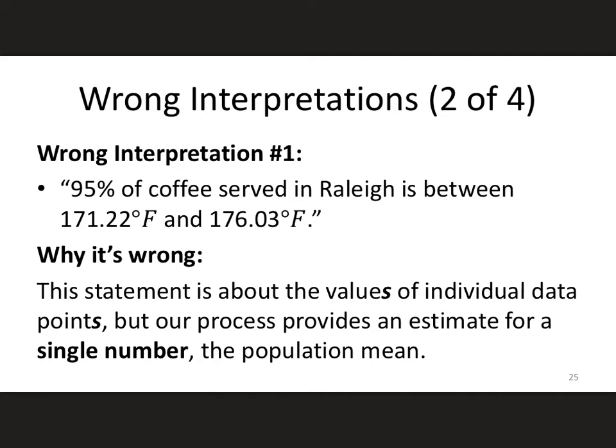Why is this wrong? This statement is about the values of individual data points, but our process provides an estimate for a single number, the population mean. You also can see that it's wrong because we say 95% of coffee served in Raleigh, and we're not talking about 95% of coffee. Our confidence level is 95%.